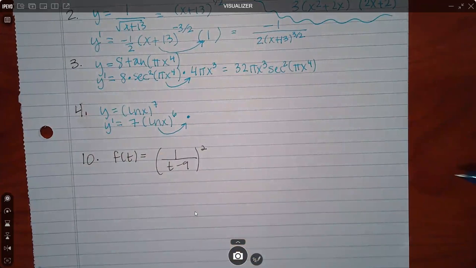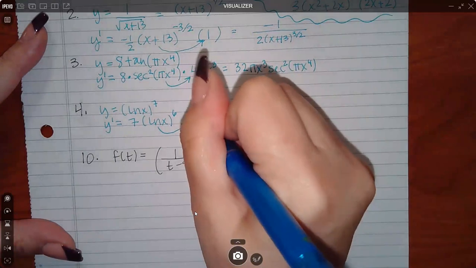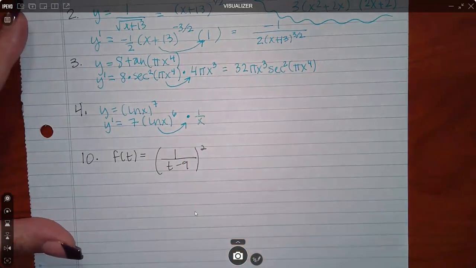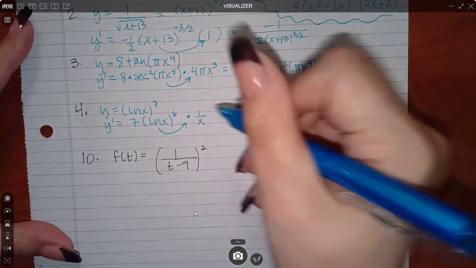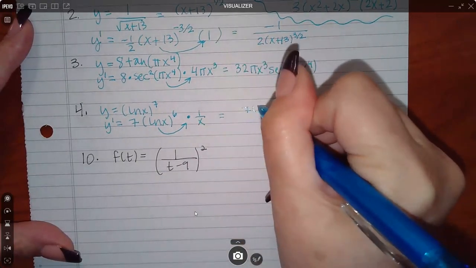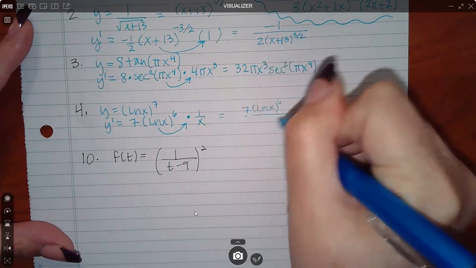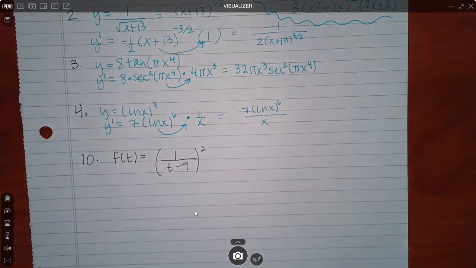What is the derivative of ln of x? What is it? Not x. Has an x. The derivative of just ln of x. Say it again. It's not ln of x itself. Say it again. No. 1 over x. There you go. It is 1 over x. Okay. The derivative of ln of x is 1 over x. So if I were to put this together, it would be 7 ln of x to the 6th power over x. Okay.